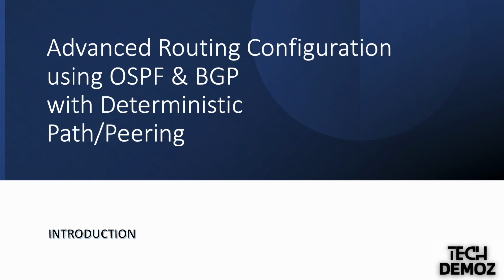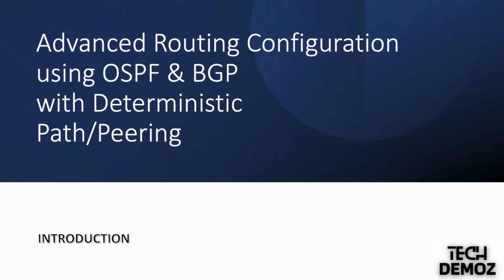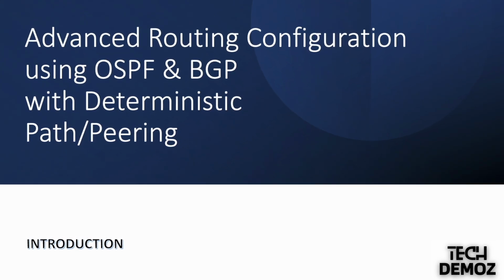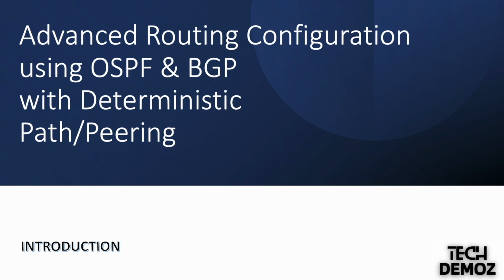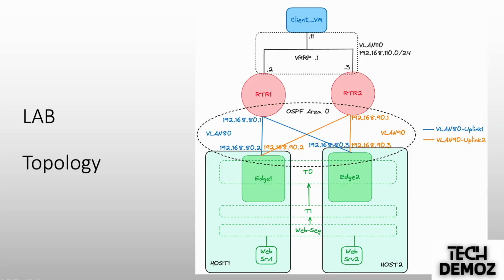In today's session, we are covering the advanced routing configuration using OSPF and BGP with deterministic path. Also, I would urge you to review my NSX-T deployment series so you can build your own lab at home. So let's get started. Before jumping to the lab, I would review the topology which we are going to configure.